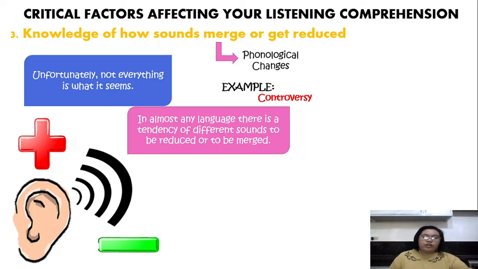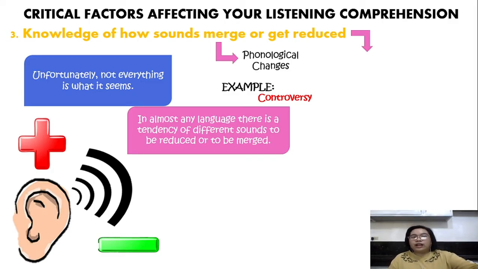So for example, the word controversy. I have read an article that the word controversy in the UK, the older speakers used to stress the first syllable of the word, while the younger speakers in the UK usually stress the second syllable in pronouncing the word controversy. So we can infer that there is a gradual shift in how the word is pronounced from the older speakers to younger speakers.